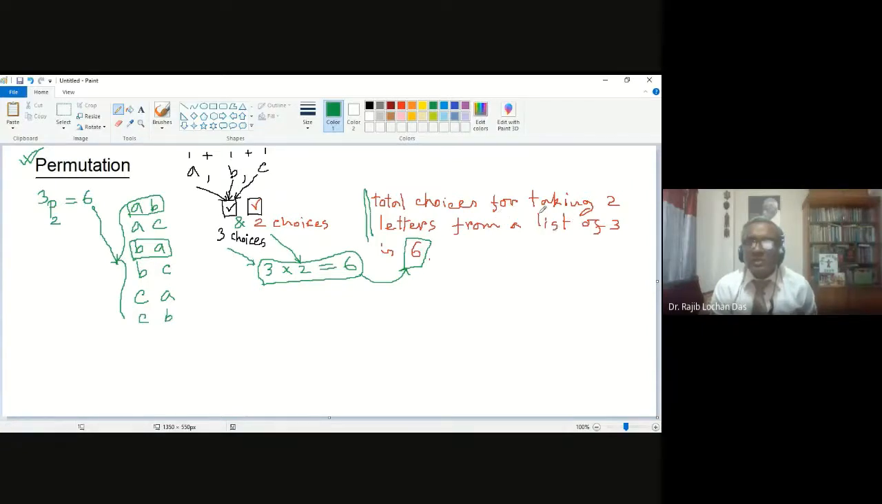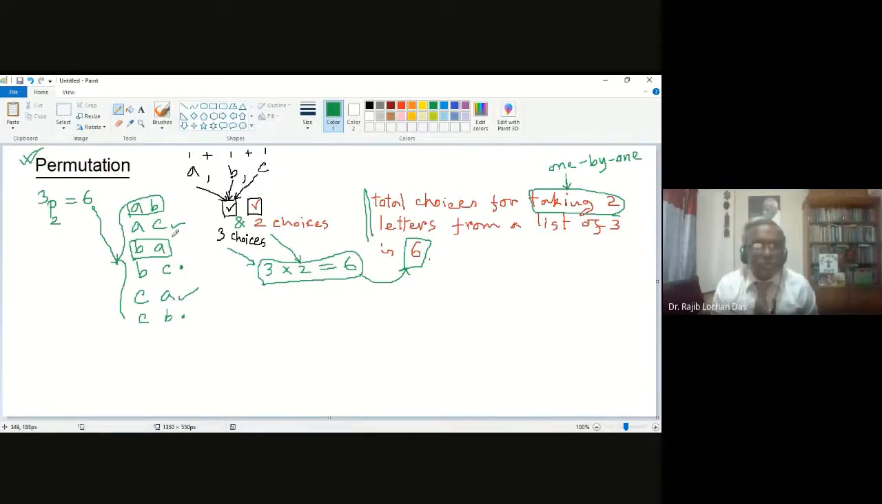Taking two means not at a time. We are taking two one by one, after another. One by one is a very important thing. So when we take one by one, it is important which one is first and which one is second. So AB and BA will be different counting. AC and CA will be different, and BC and CB will also be different. So there are 6 arrangements here.